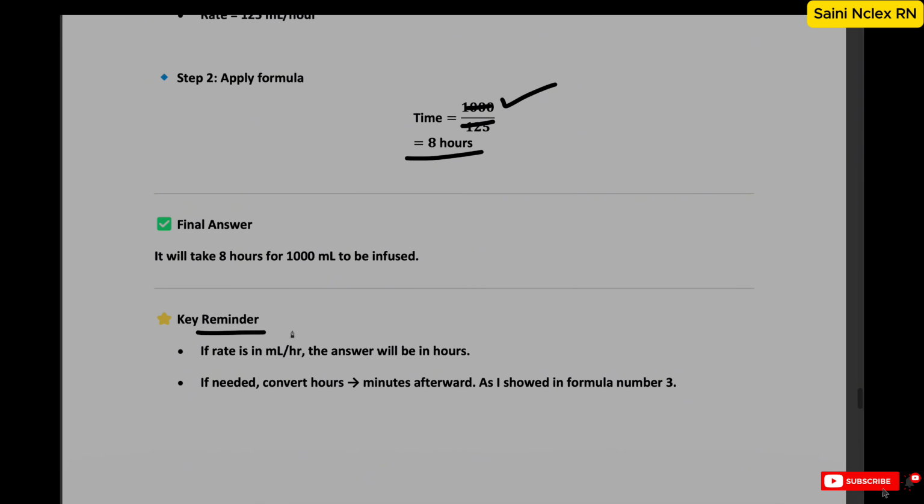Some key points for reminder: if your rate is in ml per hour, your answer will be in hours. And if your rate is in drops per minute, your answer will be in minutes. If needed, convert hours to minutes afterward, as I showed in formula number 3.